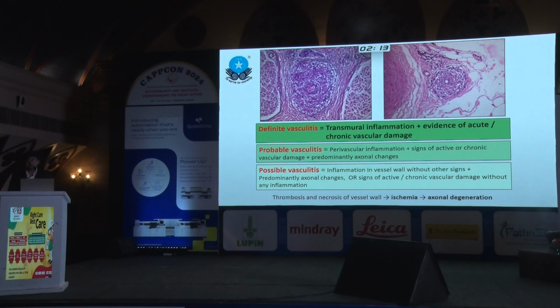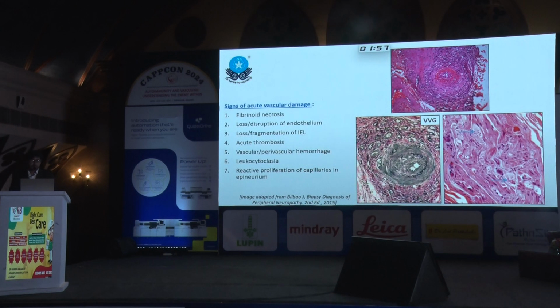In any case, the vasculitis usually shows thrombosis and there is vessel wall occlusion, leading to ischemic injury to nerve tissue, leading to axonal degeneration. So we get primarily axonopathy in case of vasculitic neuropathy. What are the signs of acute vascular damage?